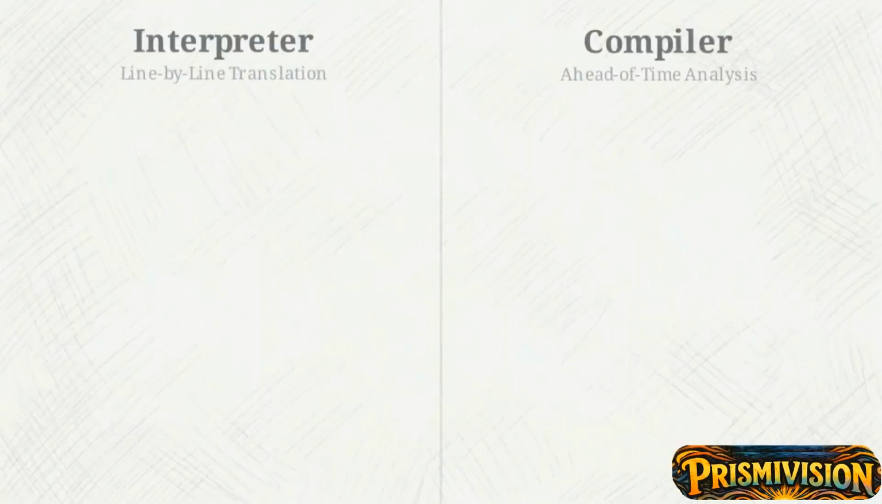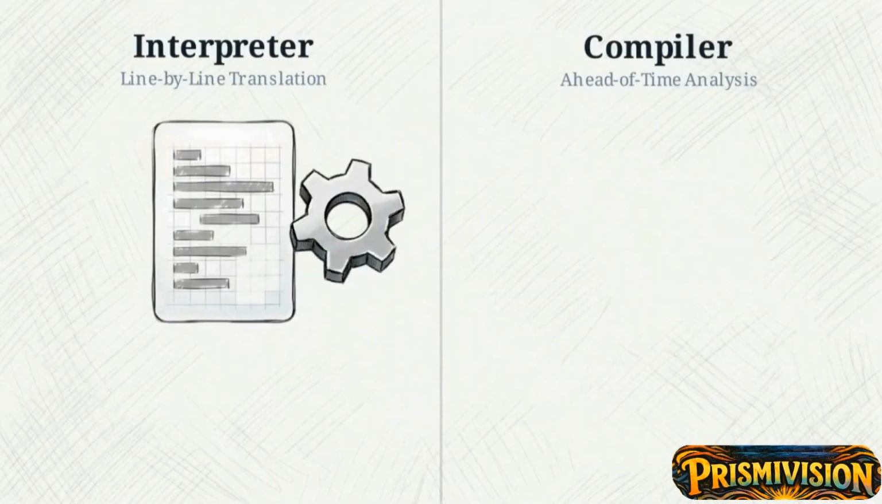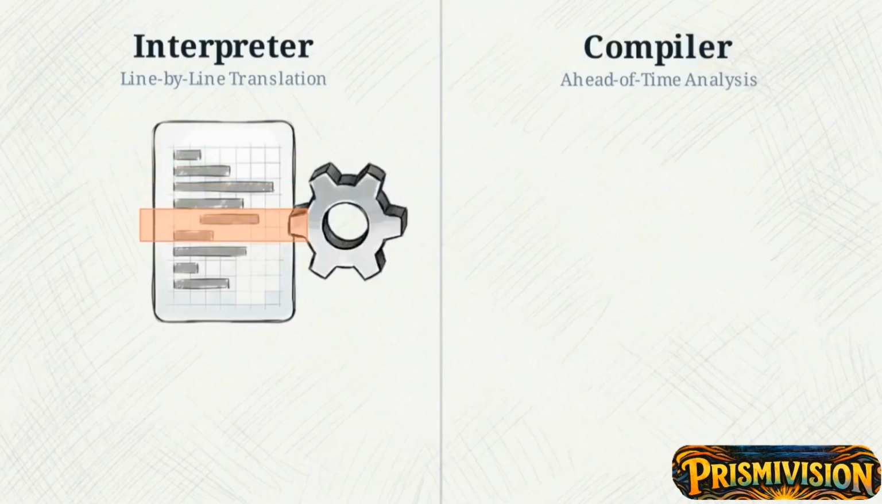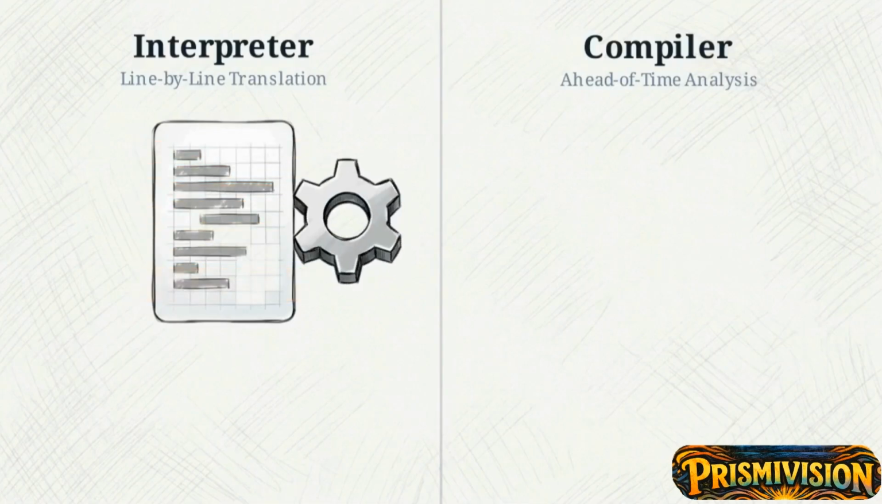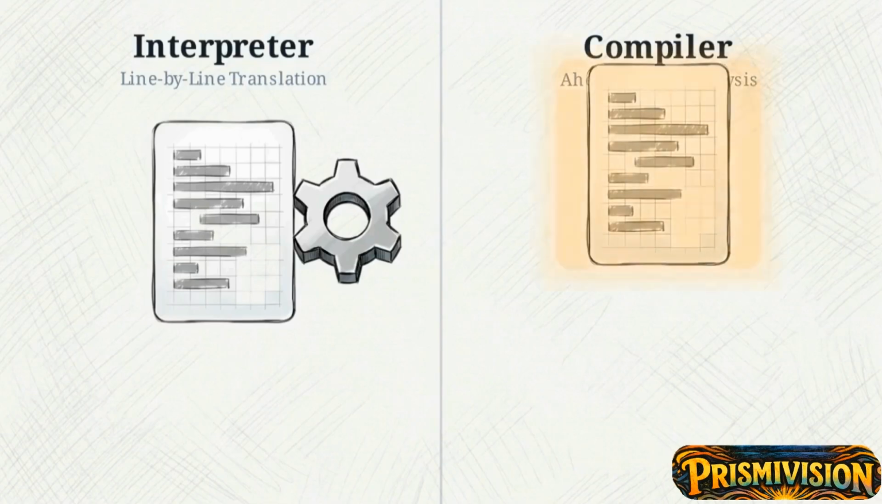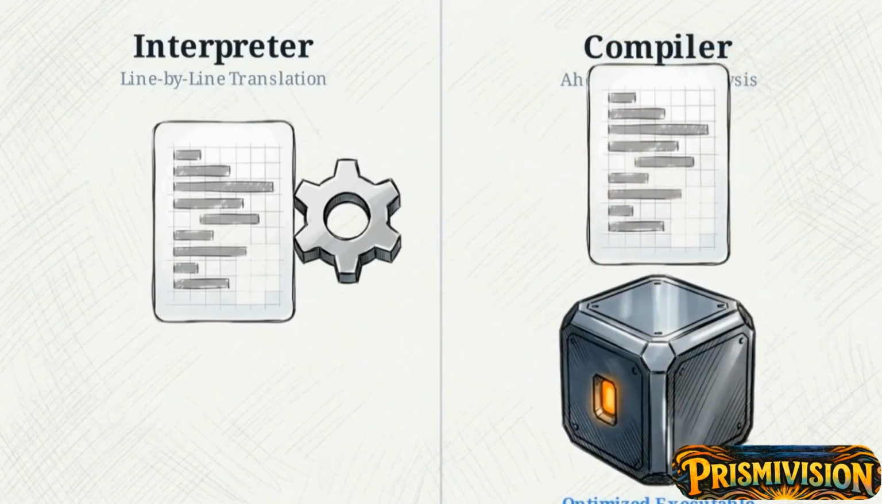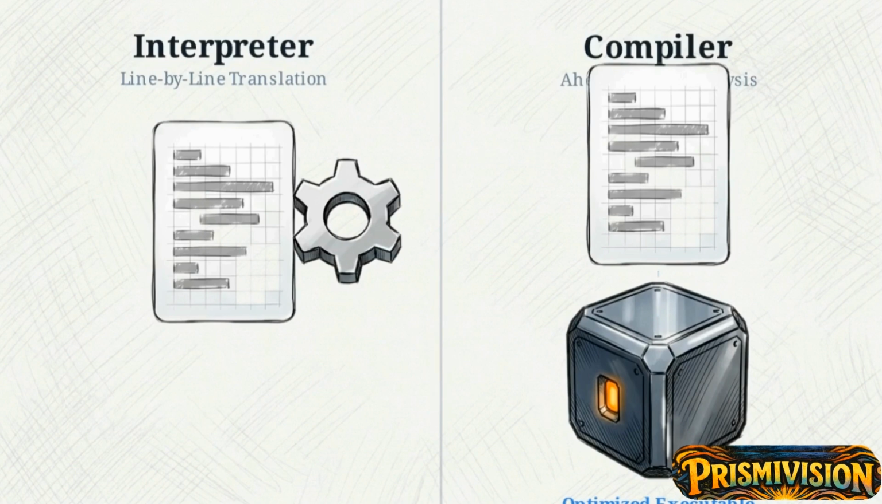There are 2 ways to do this. You can use an interpreter, which translates and executes the code line by line while the program runs, or you can use a compiler, which analyzes the entire program ahead of time, translating the whole abstract source code into an optimized machine-level executable.